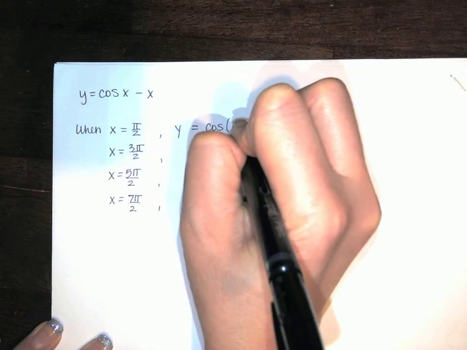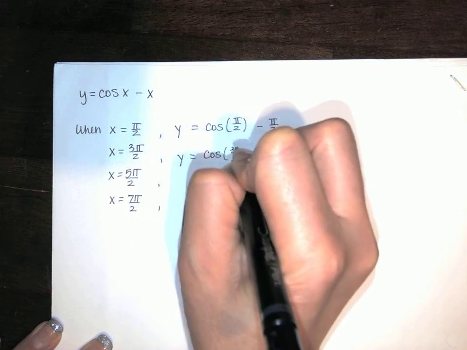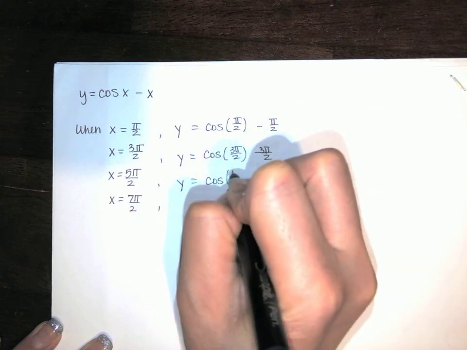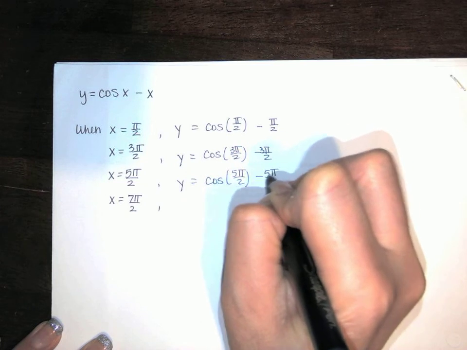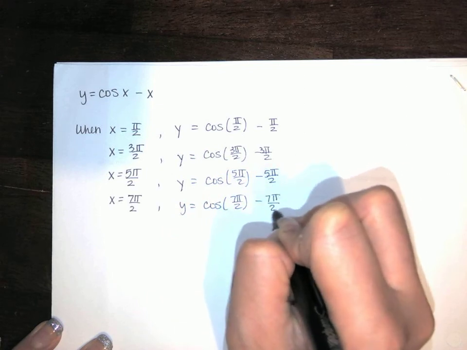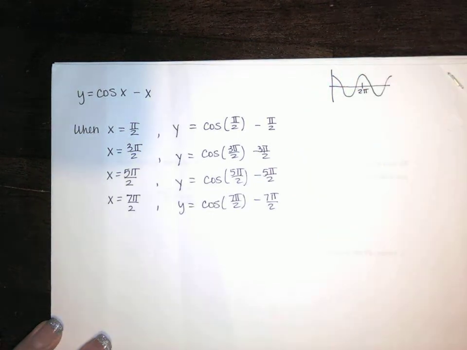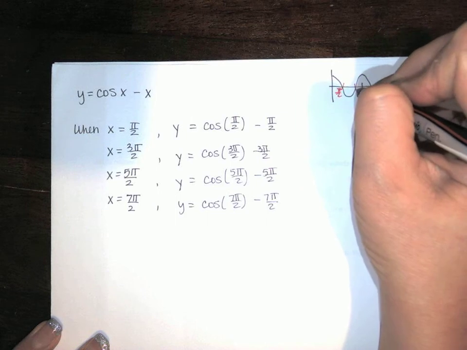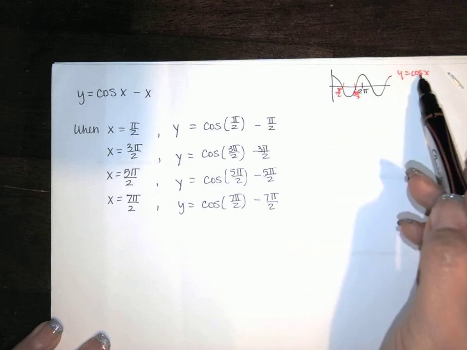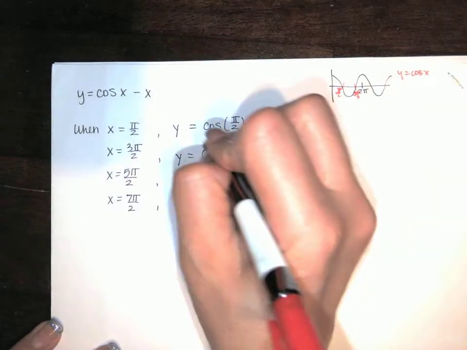Y is cosine of pi over 2 minus pi over 2. Y is cosine of 3 pi over 2 minus 3 pi over 2. Here y is cosine of 5 pi over 2 minus 5 pi over 2. You get the idea. Now, if you remember properties of cosine, you might already be thinking, that's interesting. If not, that's okay, I'll remind you. This is pi over 2. That is 3 pi over 2. This is y equals cosine of x. So the function cosine of x is 0 at all the odd multiples of pi over 2. Pi over 2, 3 pi over 2, 5 pi over 2, 7 pi over 2.